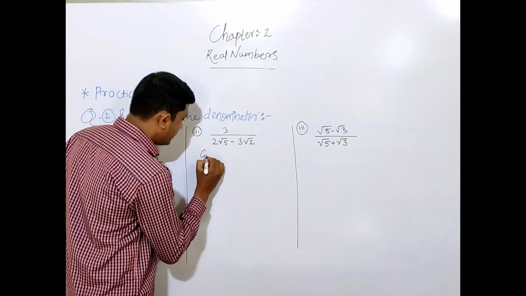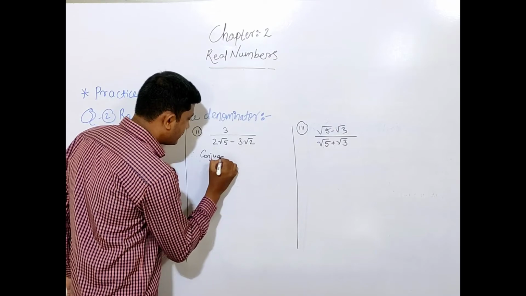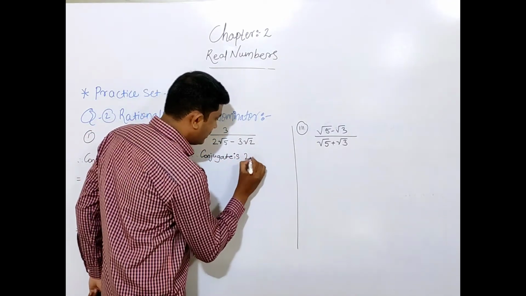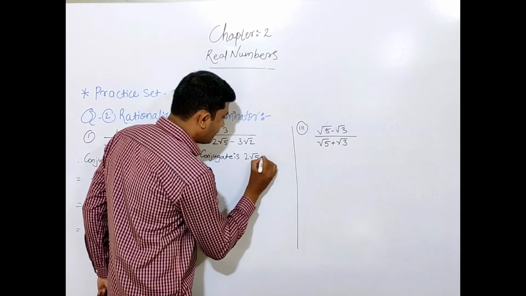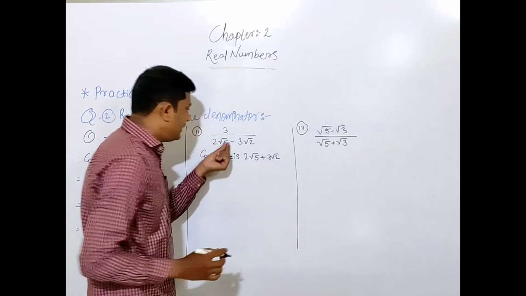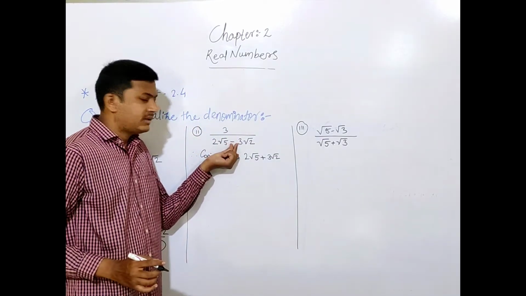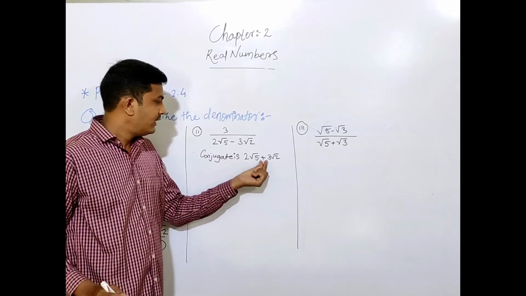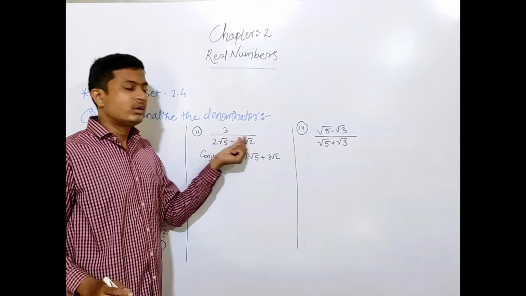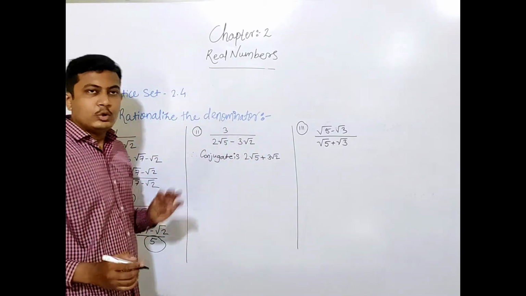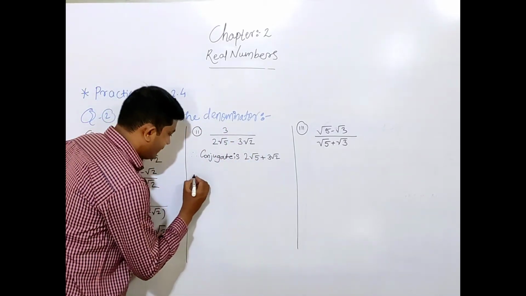Therefore, the conjugate is 2 root of 5 plus 3 root of 2. Simply change the sign. Here it is negative, so we convert it into positive; otherwise, if it is positive, we have to convert it into negative. Now multiply the conjugate to the numerator as well as the denominator.